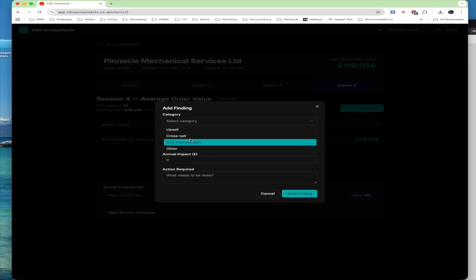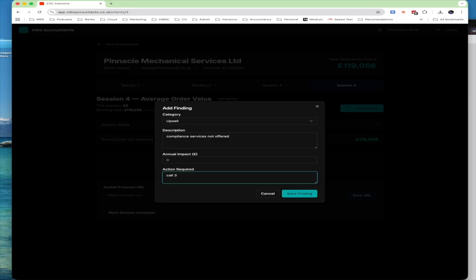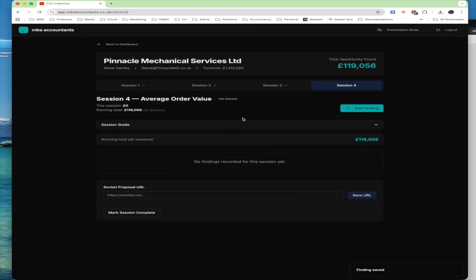So if we've got the fact that we can upsell people with compliance services not offered, the action required is call and win 3 clients. We've got 2,100 of each of those, so that's 6,300. Times at the 9% level, it's £567 that potentially could be found in additional profit.